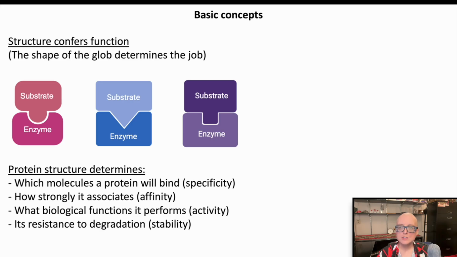Finally, the shape, the structure of a molecule determines its stability or its resistance to degradation. And so particular conformations of proteins and particular shapes render them more or less susceptible to things like low pH or high temperature in terms of how well they can maintain their tertiary structure even in the presence of some kind of environmental stressor or perhaps some biological stressor like a protease enzyme.